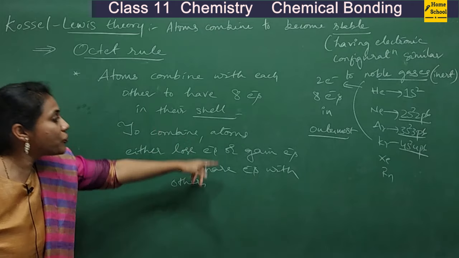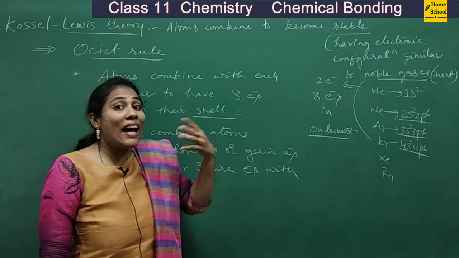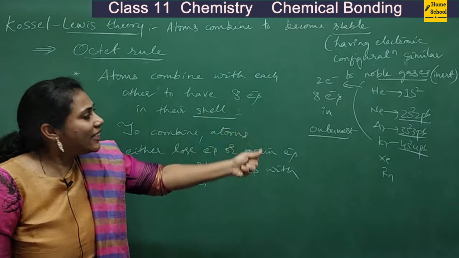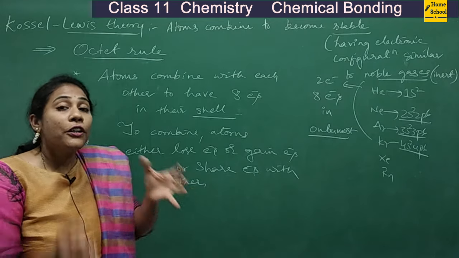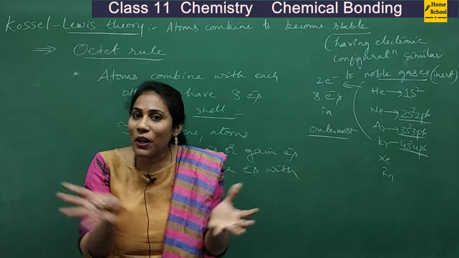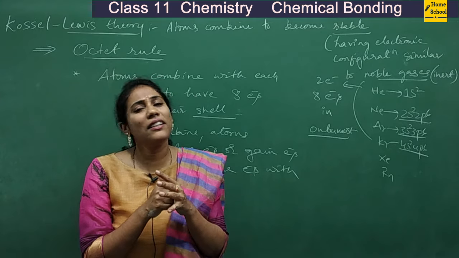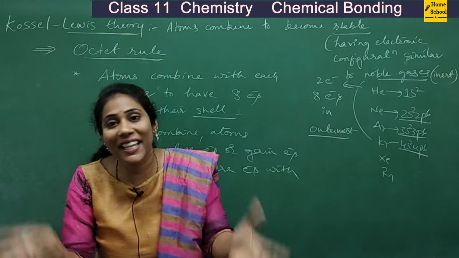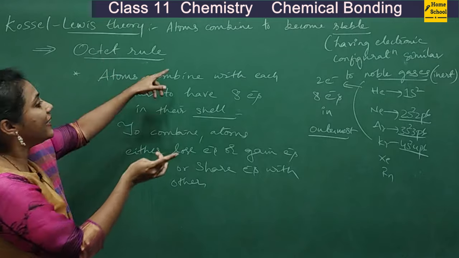with others. So why do they lose, gain or share electrons with other atoms? It is to have 8 electrons in their last shell, because having 8 electrons in their last shell gives them stability. So they will try to have the electronic configuration similar to noble gases. That's why atoms combine with other atoms to form various molecules. If atoms do not combine with each other, we will not have various molecules in nature, right? Water will form only if hydrogen and oxygen combine. Why can hydrogen and oxygen combine? It's because hydrogen wants to get stability, and oxygen also wants to get stability. So some losing, gaining or sharing takes place between hydrogen and oxygen. That's how they can satisfy having 8 electrons in their last shell.